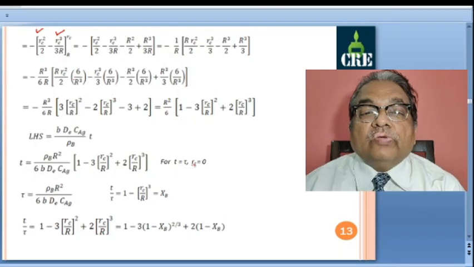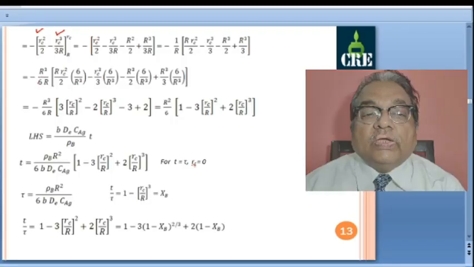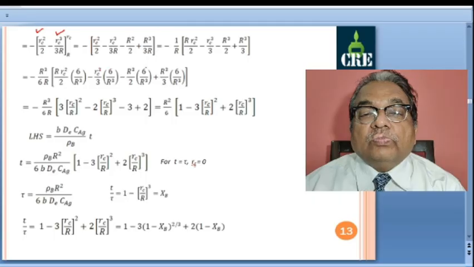I can further simplify these terms. So what I am doing is, I am multiplying by r cube and dividing by 6. So all the terms multiply by 6, multiplied by 6, multiplied by 6, multiplied by 6. Divided by r cube, divided by r cube, divided by r cube, divided by r cube.